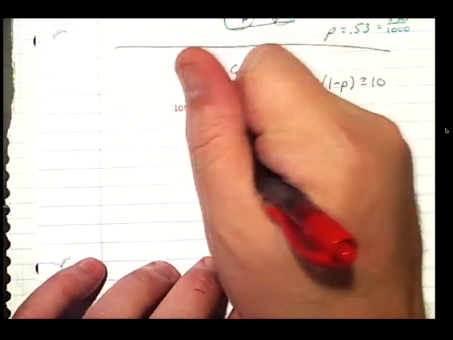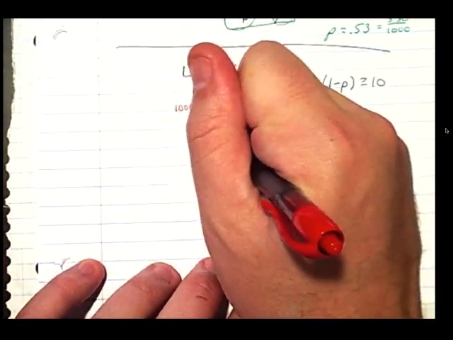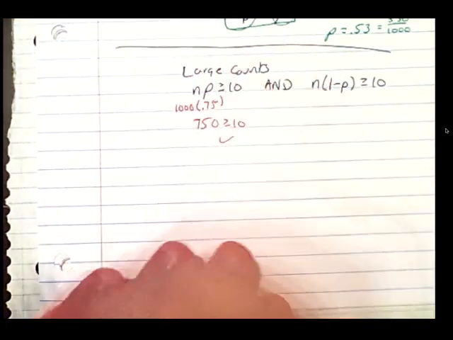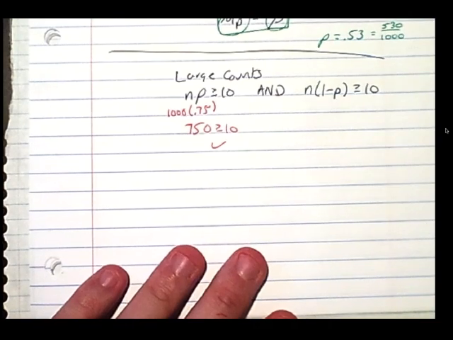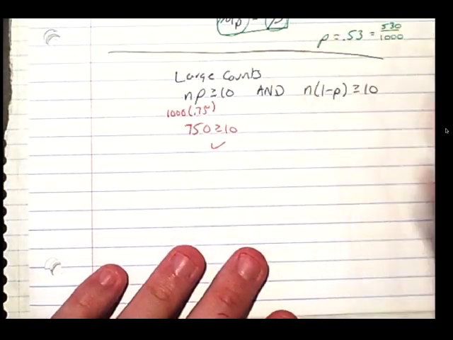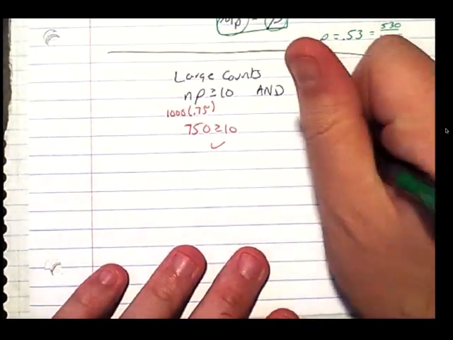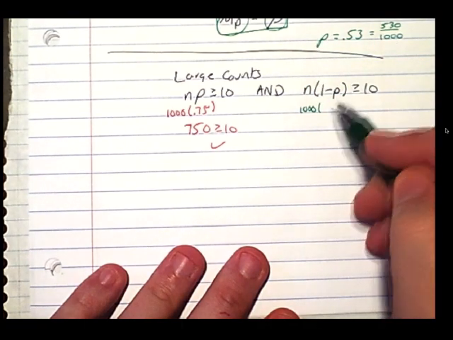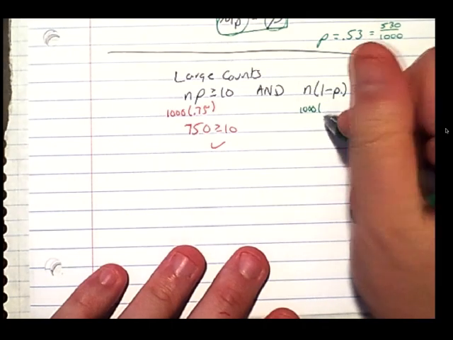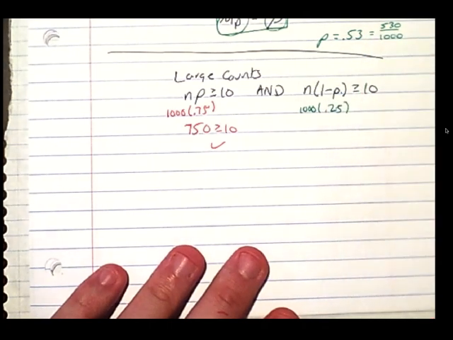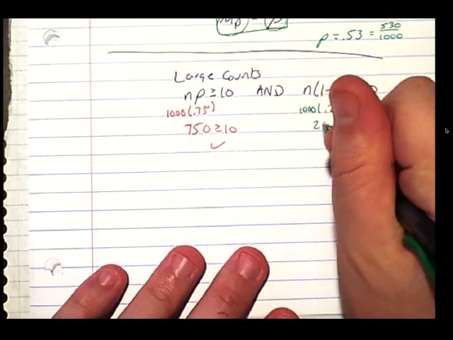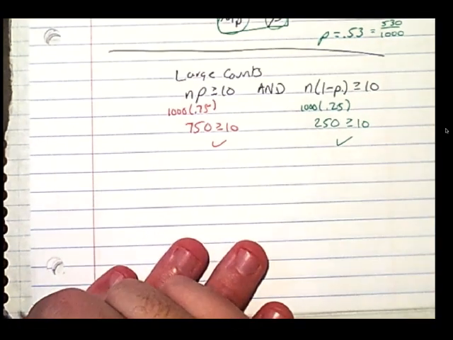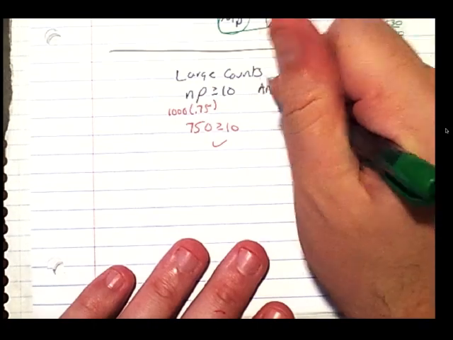So if I work that out, 75% of 1,000 is 750. 750 is greater than 10. And if we do the other part of that condition, 1 minus rho, well, rho is 0.75, so 1 minus 0.75 is 0.25, and that would be 250. And that's also greater than or equal to 10. So we're good. The large counts condition is satisfied.